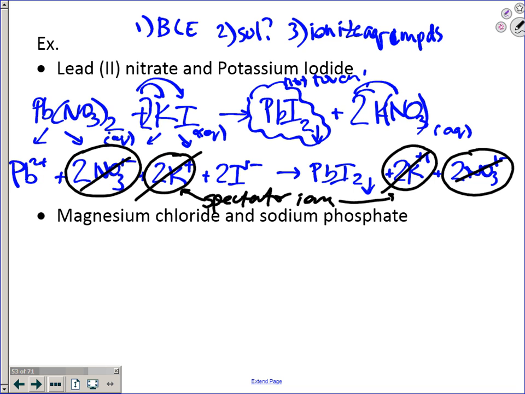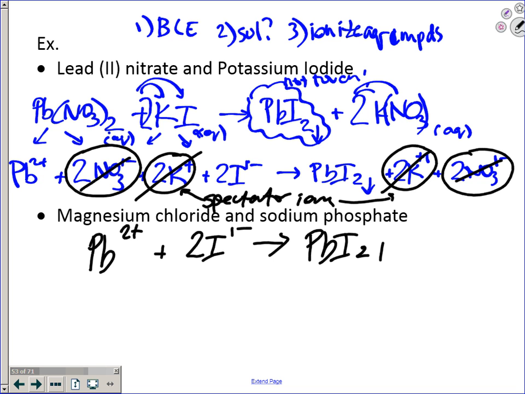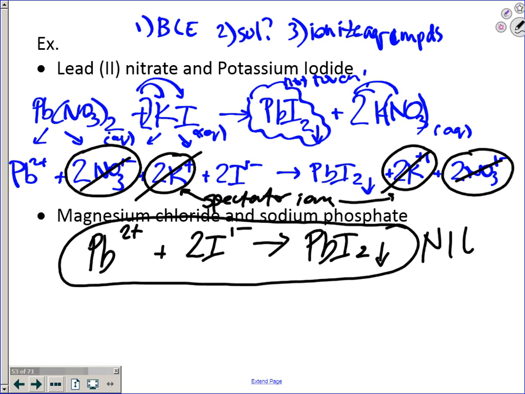Okay, so who are the real players? Pb what? 2 plus ion, and not just I, 2 iodide ions, they made the reaction happen. They're like, hey, now we have made this precipitate. So pretty much this is the only thing I care about. This is the net ionic equation.